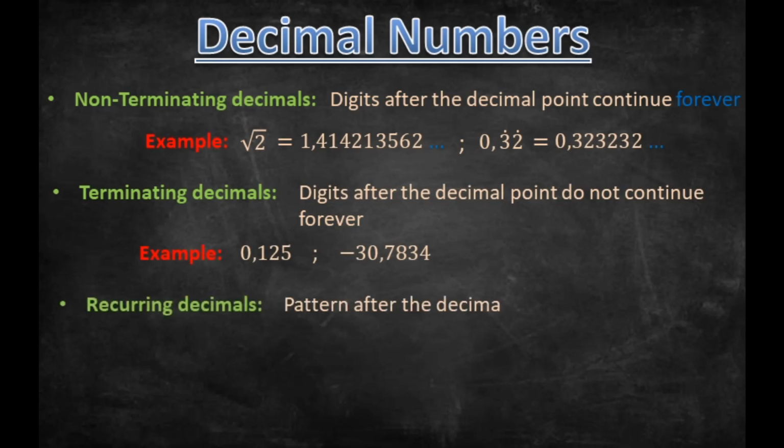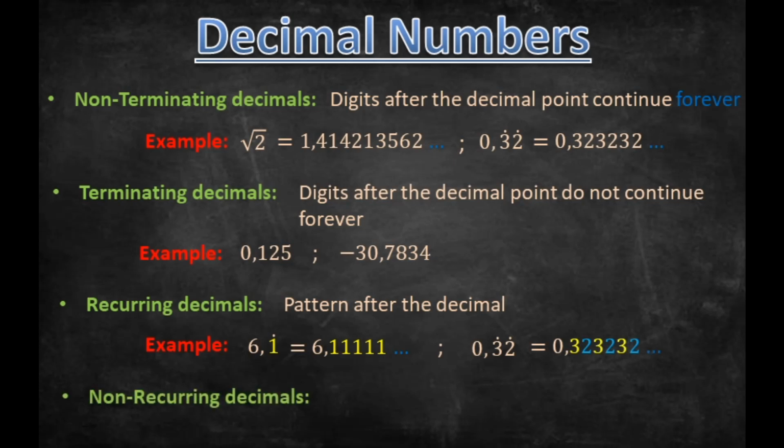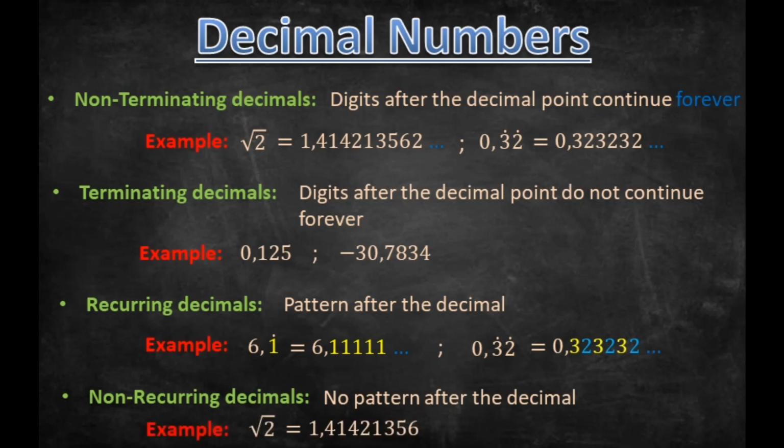Then the third type of decimal are the recurring decimals. Here we have a pattern after the decimal. For example, 6,1, where we have a dot on the 1, and this tells us that the 1 repeats itself forever. Another example that we looked at previously is 0.32 in dot notation. Then lastly, we have non-recurring decimals, and here we have no pattern after the decimal. Examples are the square root of 2 and pi. So the digits after the comma continue forever, but there's no pattern.